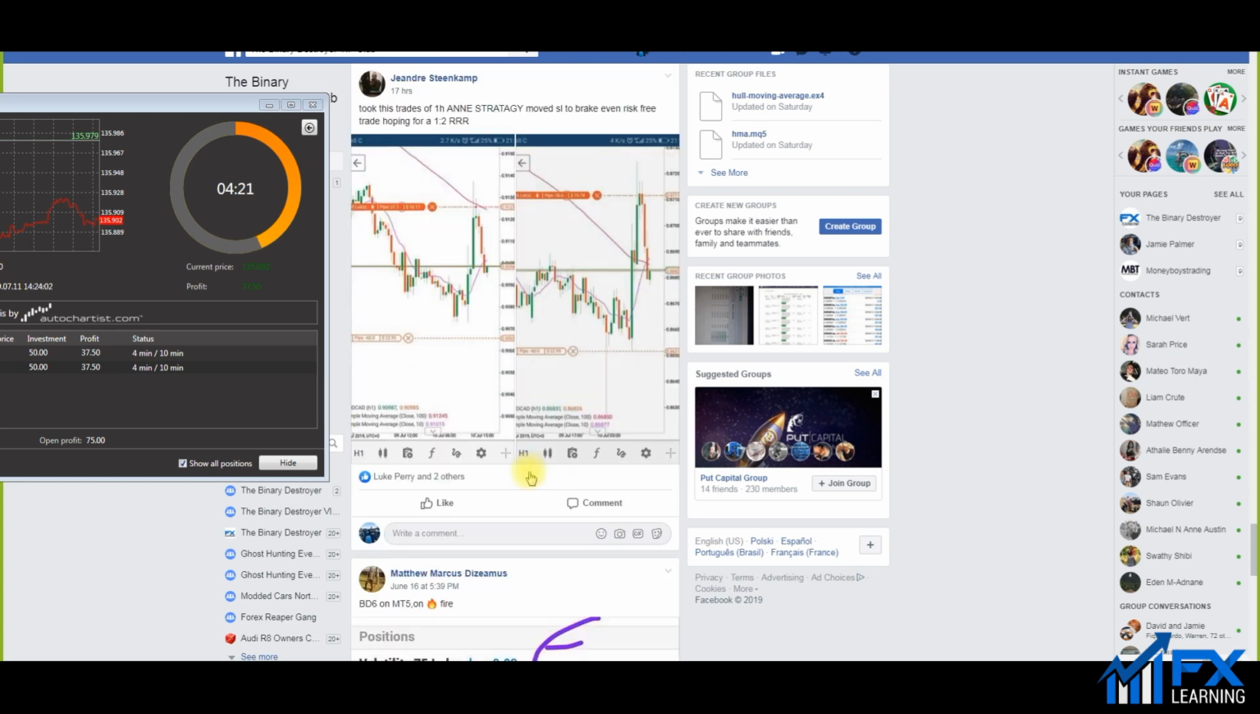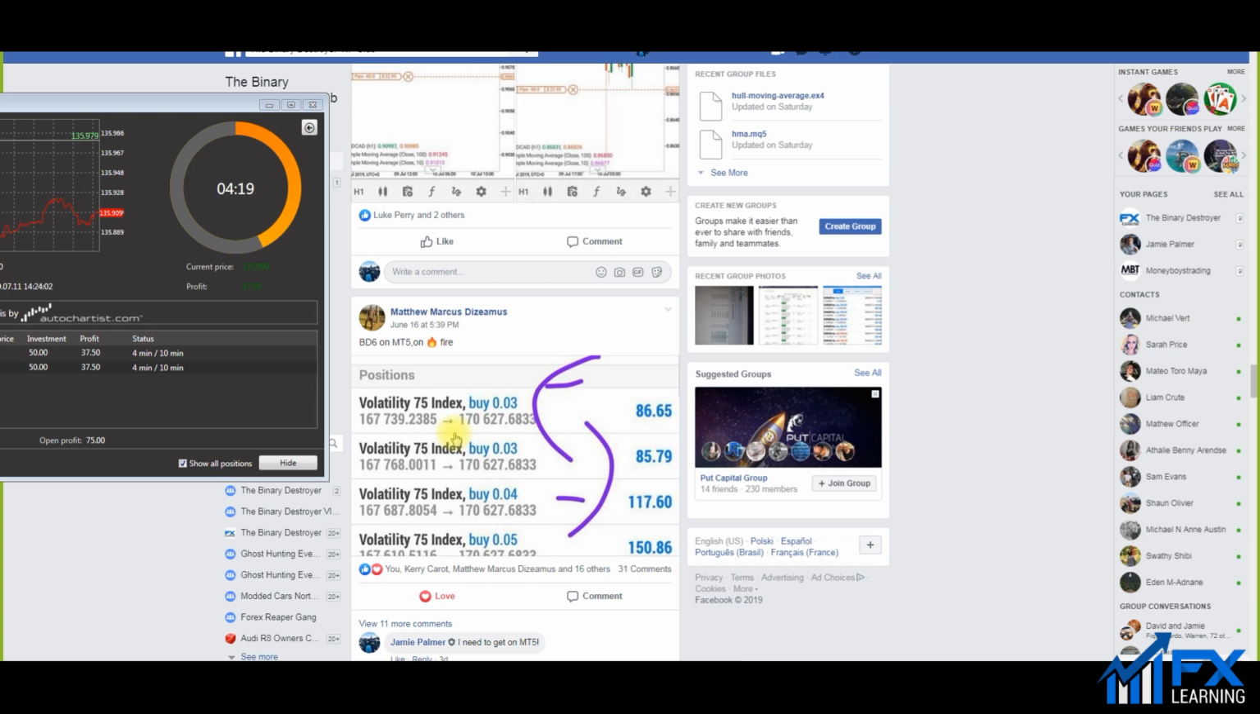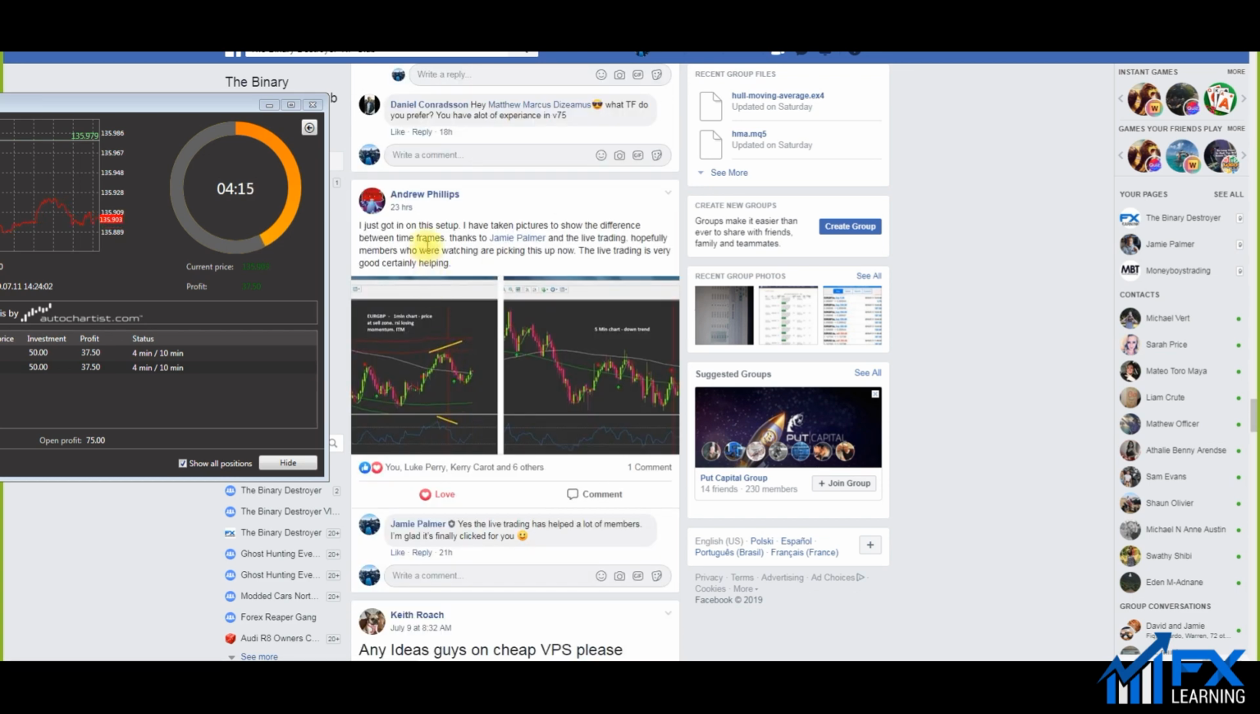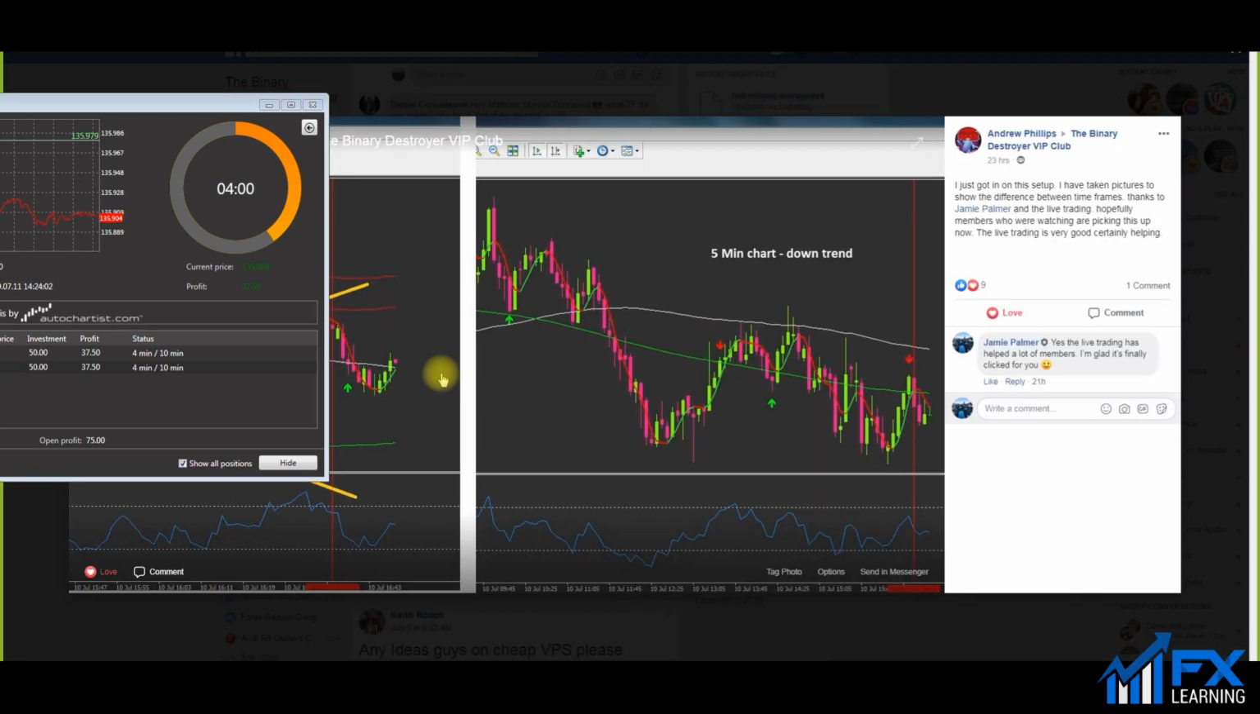Some more trade results here. BD 6.0 on MetaTrader 5. Beautiful. Just got in on this setup. I've taken a picture to show the difference between time frames. Thank you, Jamie Palmer, and this live trading. Hopefully members who are watching are picking this up now. So yes, as you can see, my YouTube live trading sessions have been going down extremely well.